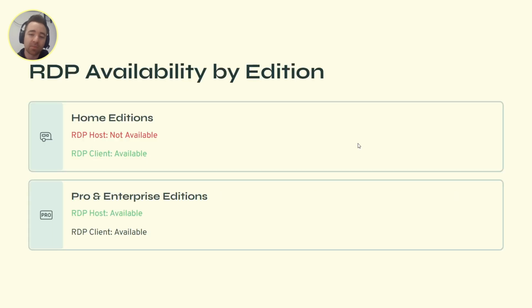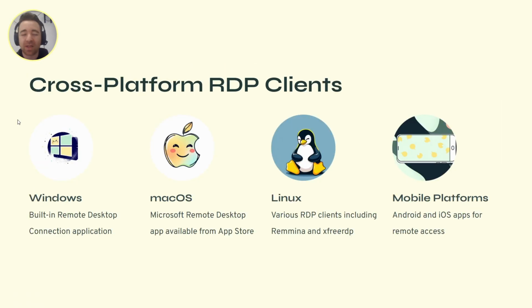Now we should remember what this is available on. For home editions, you cannot be a host, but you can be a client. For Pro, Enterprise, and Pro for Workstations as well, you can be a host and a client. So it's just that home edition where you can't be a host. All right? We just went over that. We should know that. Windows does come with the default built-in remote desktop connection application, but if you're on a different one, there are other ones that you can use.